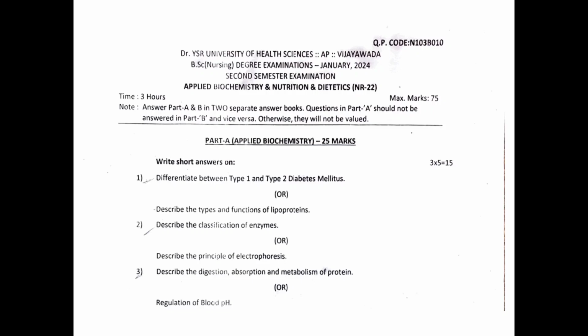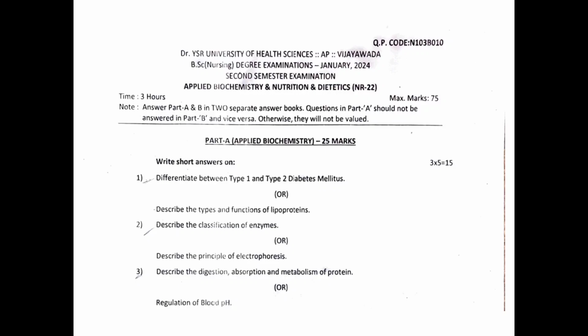Let's move on to the question paper. This question paper was taken from Dr. YSR University of Health Sciences, Vijayawada, Andhra Pradesh. Now the university name has been changed to Dr. NTR University of Health Sciences. This is the second semester examination, applied biochemistry and nutrition and dietetics question paper, January 2024.